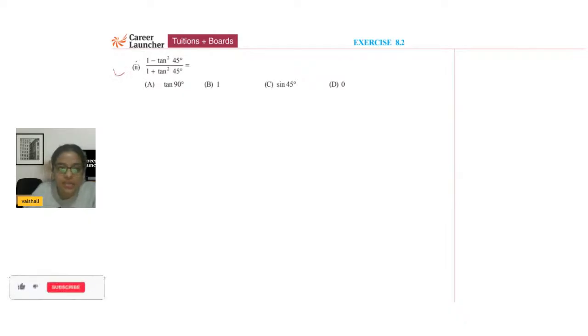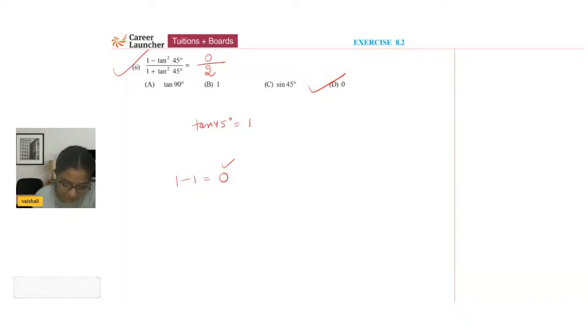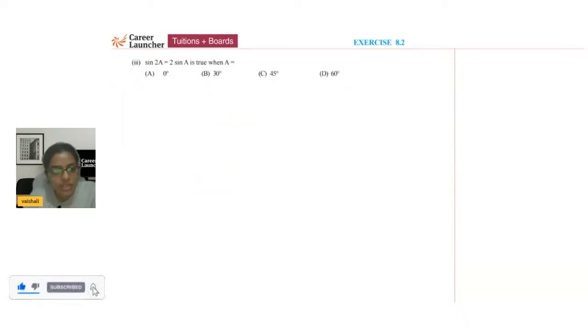Now the next value is 1 minus tan square 45 degrees over 1 plus tan square 45 degrees. So what is it? If you observe it directly, we know tan 45 degrees is 1, and even if I'm considering the square of it, this will be 1 minus 1. My numerator is 0 and denominator is 2 in this case. So it will be option D. Right? So this is the next part of my question.